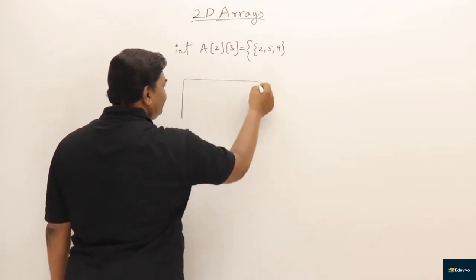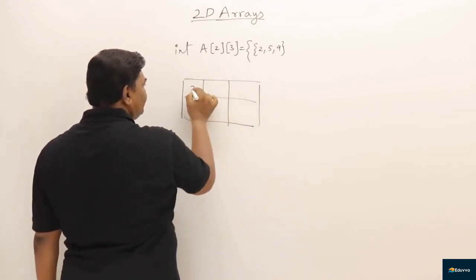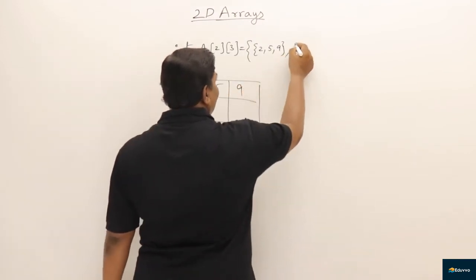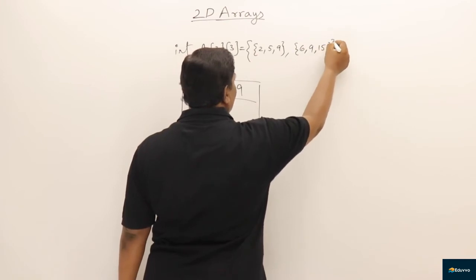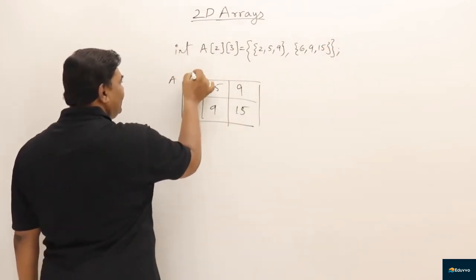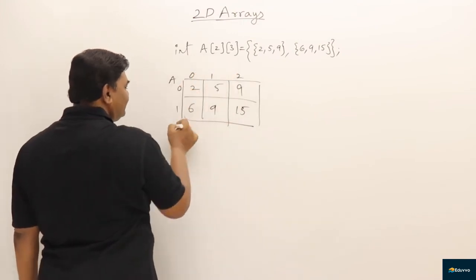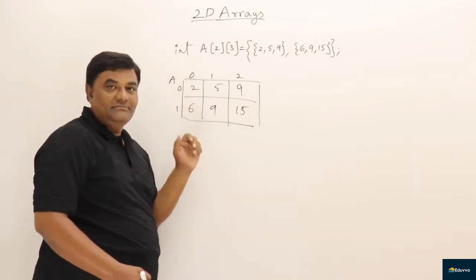So it will be like this, 2 rows and 3 columns. First row values 2, 5, 9. Then the second row values are 6, 9, 15. This is how the array will be filled, and we can access any element with the help of 2 indices, that is row number and column number.